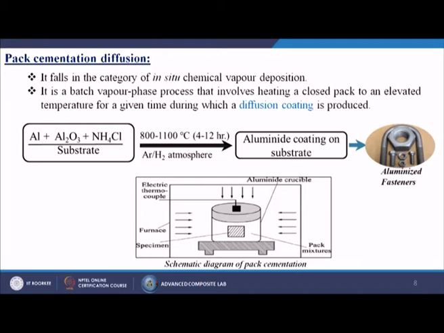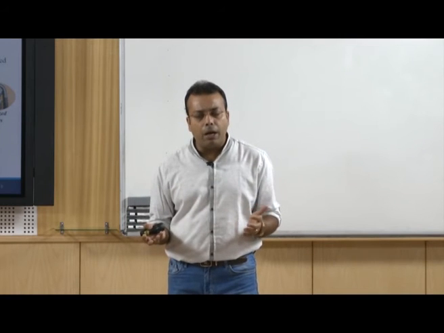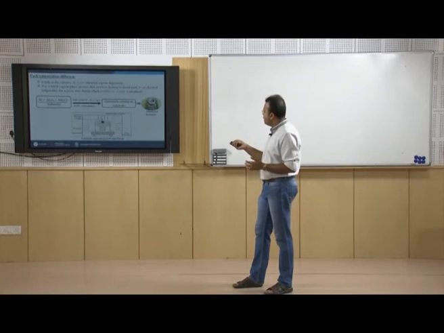So, all these we are keeping onto the substrate, then we are giving the temperature from 800 to 1100 degree centigrade for around 4 to 12 hours in an inert gas atmosphere, or sometimes we can use an argon and hydrogen atmosphere also. Then we get the aluminide coating on the substrate.